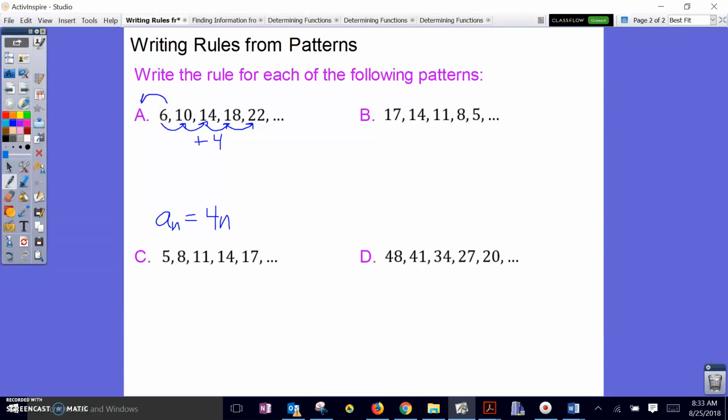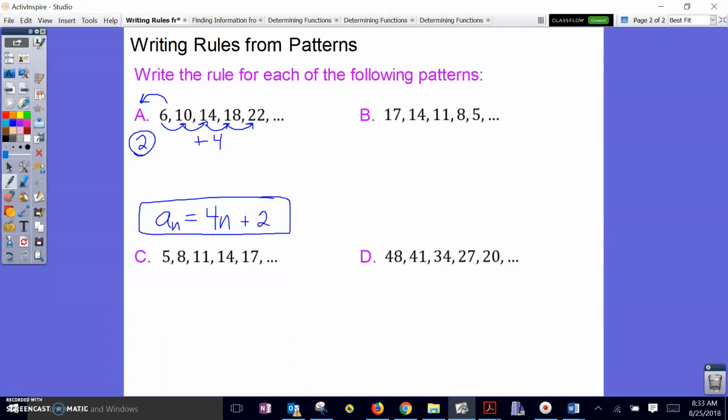What term would come before 6 in this pattern if the pattern continued in the other direction? Well, since we're adding 4 to go forward, we would subtract 4 to go backwards. So I subtract 4 from 6, and the 0th term is going to be 2. And we're going to add that on to the end. And that gives us our rule that generates this pattern.